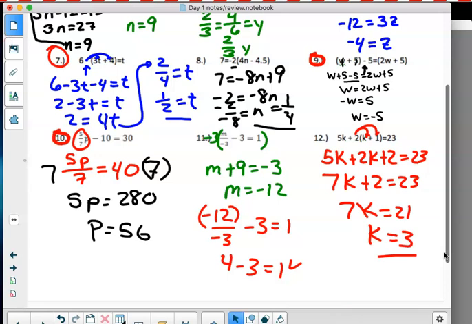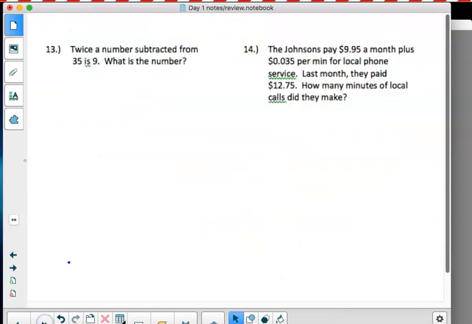Now, we got 2 problems left, my word problems. I know I alluded to them earlier, but I want you to think about this. Twice a number subtracted from 35 is 9. If I have twice as much money as you have and you have $10, how much do I have? Everybody's screaming 20. By the way, you're talking to a video, it can't hear you.